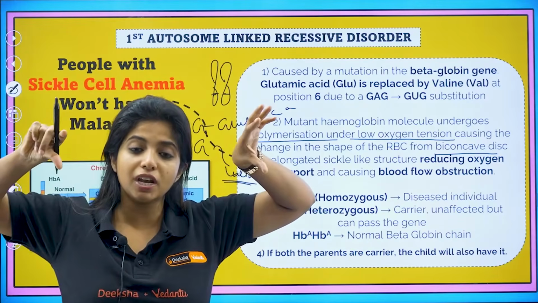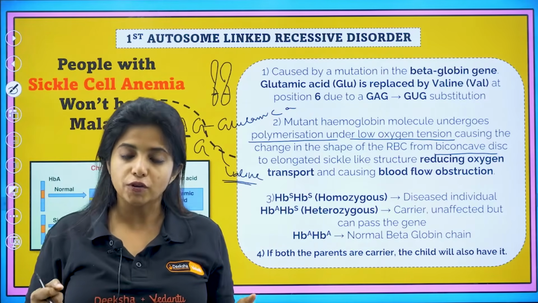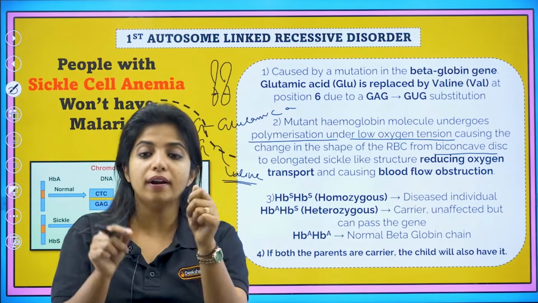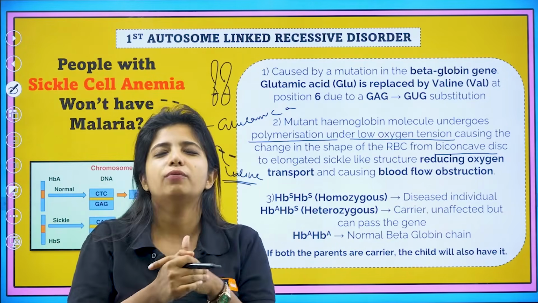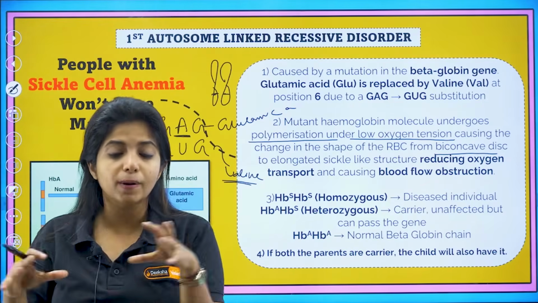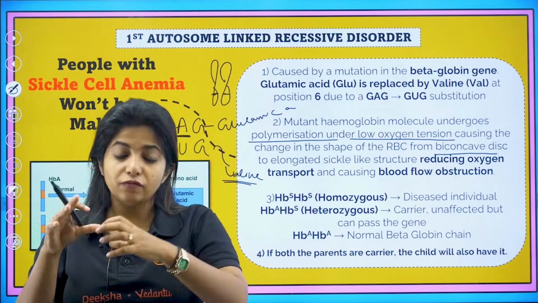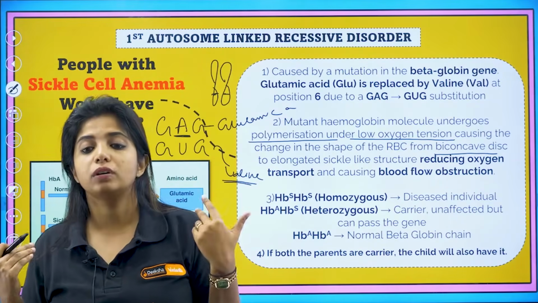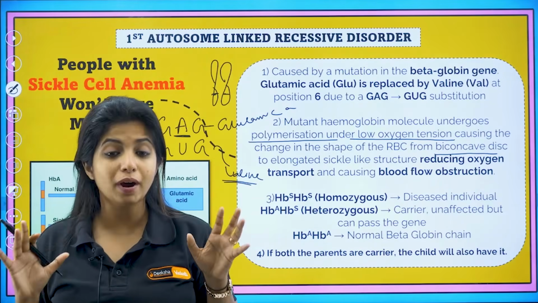And if it's sickle shaped, what will happen? Can it transport oxygen? Do you think so? No. And not just that, it causes obstruction in the blood flow. When it was biconcave, it was easily moving, but now the shape of it has totally changed. You need to understand that.